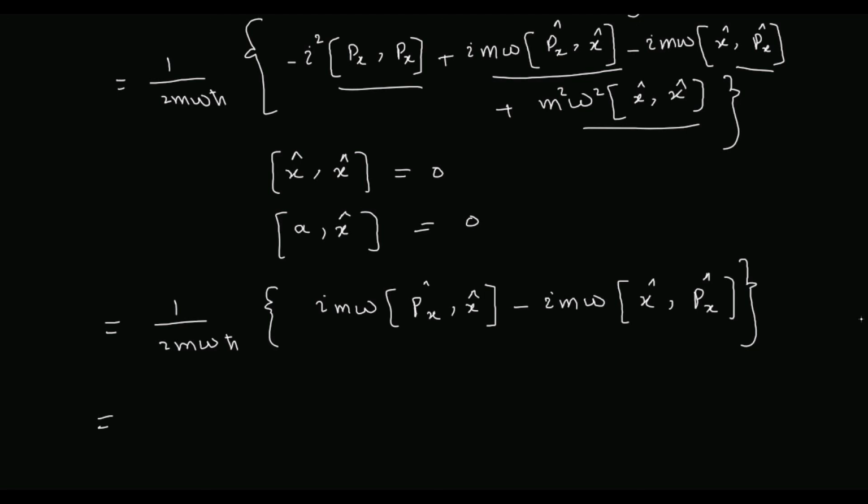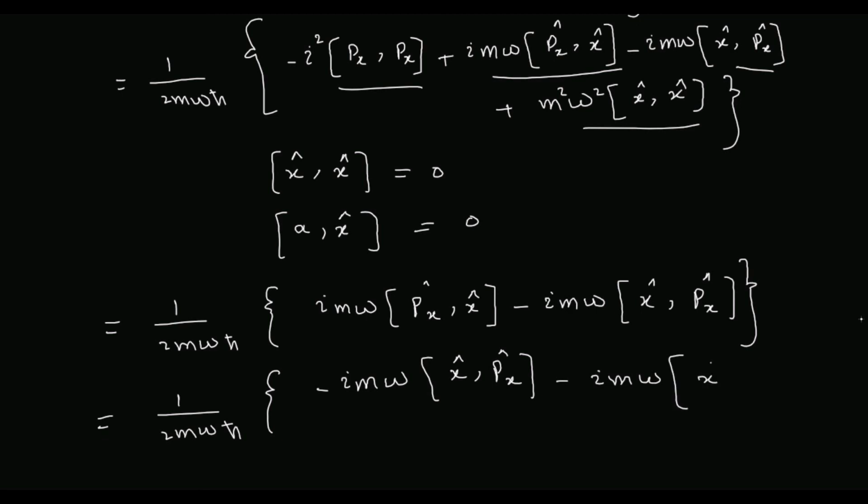Now this is equal to 1 over 2 m omega h cut, and over here we write minus iota m omega. Why are we writing minus? Because we are changing the position of x and px: we write first x then px, so we have the minus. Why have we done this? Because in the second commutator we want to make a similar commutator. So minus iota m omega is also x and px, and these two will convert into 2 times. Close the square bracket.